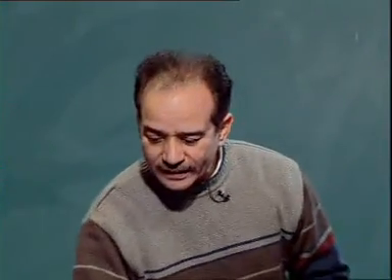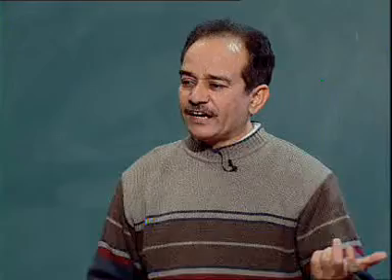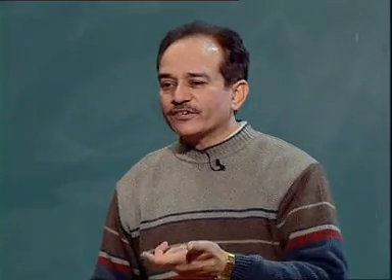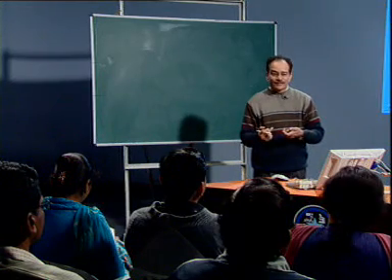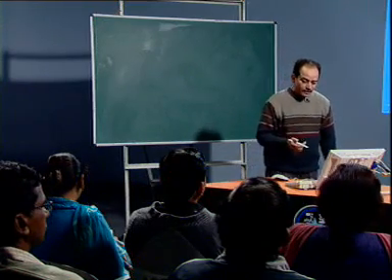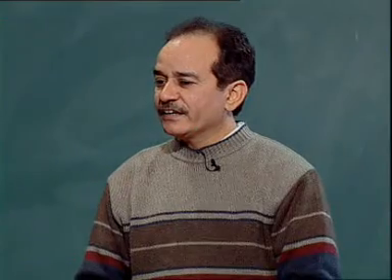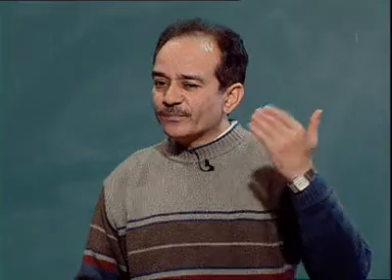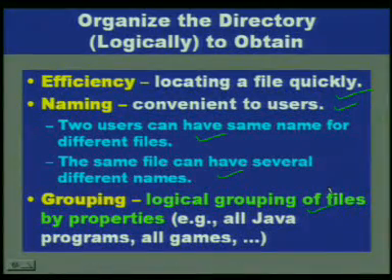Now, two users can have the same name for different files. I keep a program as quadratic.c. Another person who is also writing a quadratic equation program also writes quadratic.c. How does this work if I dump everything on the same system? We have to think about this. Or the same file can have different names: I put one name for the file, and another person puts a different name for the same file. Or you group files based on their properties.